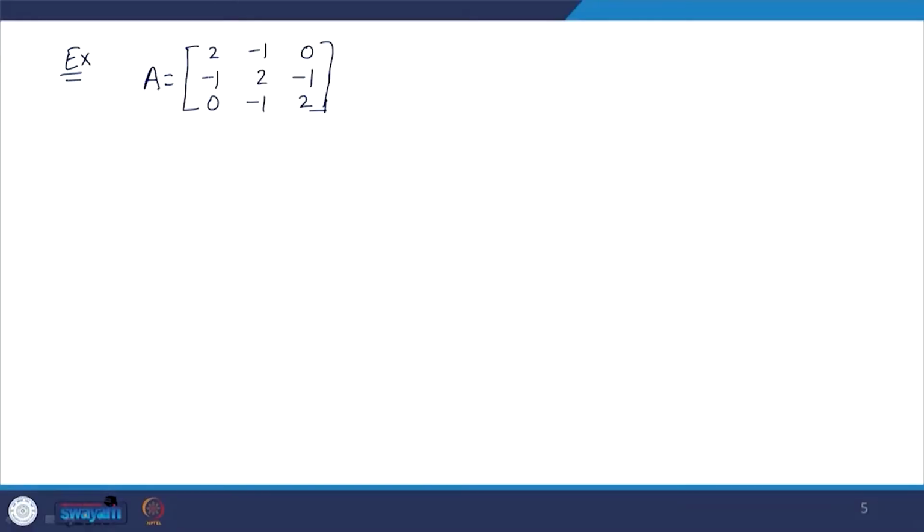So what is the pivot test? How will I check all the pivots? First I will see this pivot. Here it is the 1 by 1 pivot, and 2 is greater than 0. Now I will take this 2 by 2 pivot. It is the determinant of 2 minus 1, minus 1 2. This comes out to be 4 minus 1, 3, which is again positive.